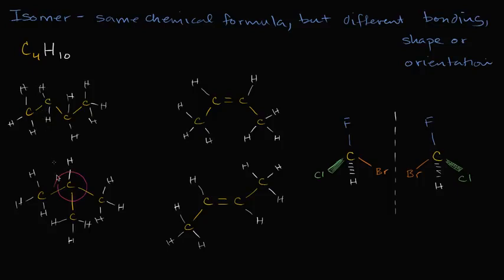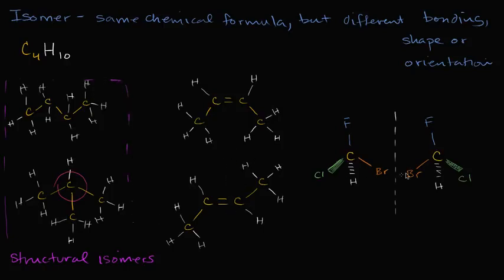So over here you have just different bonding, and this type of isomer is called a structural isomer. So these are structural isomers: same constituent atoms but different bonding.